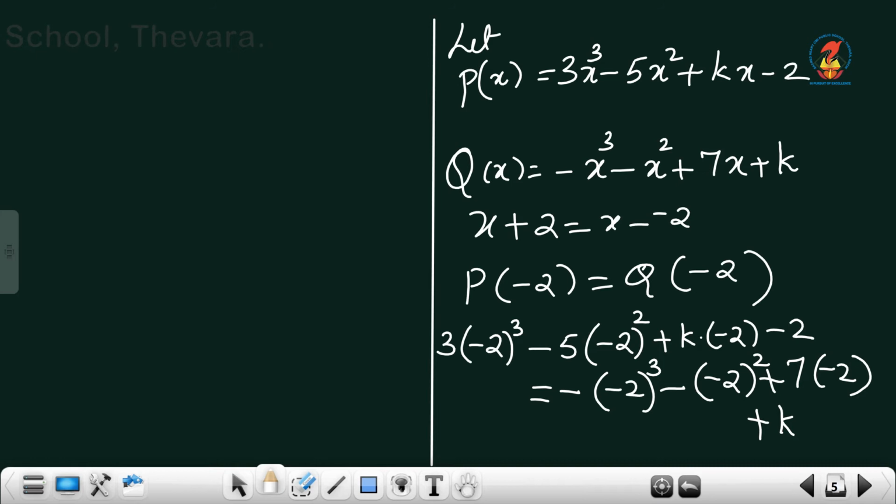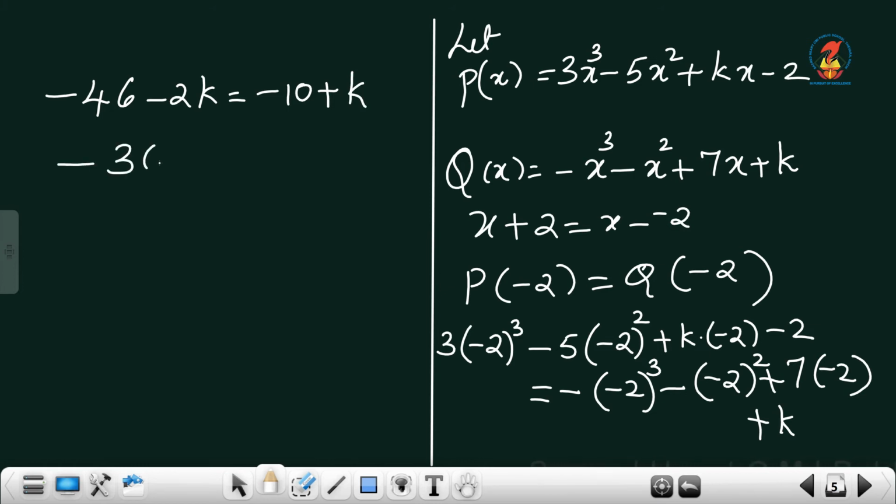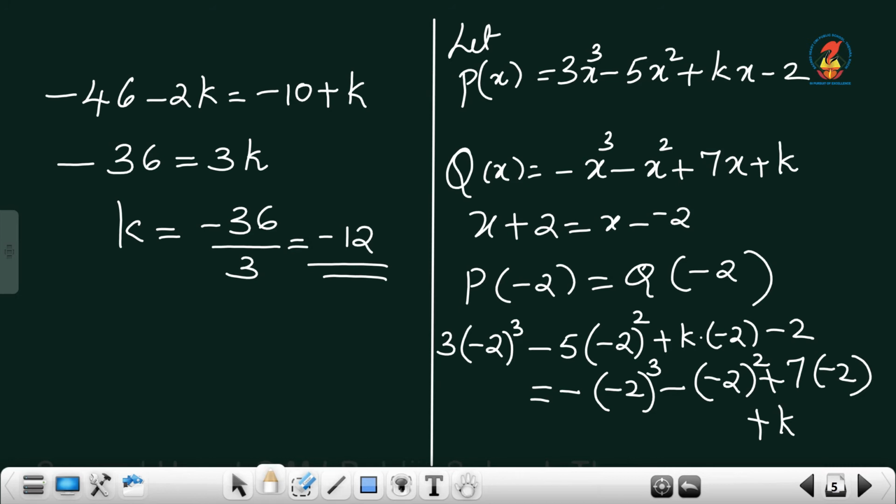So, when you simplify, you will get minus 46 minus 2k equal to minus 10 plus k. So, minus 36 is equal to 3k. So, k is equal to minus 36 divided by 3, which is equal to minus 12. So, the value of k is minus 12.